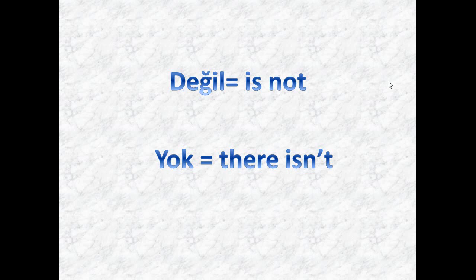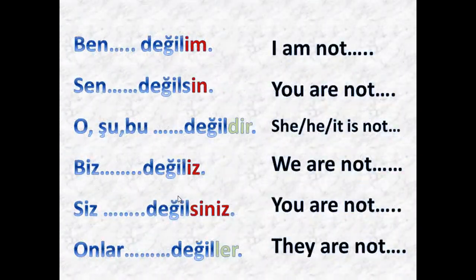Okay, and these are different from each other, but sometimes they can be used instead of each other, but it rarely happens. So for the negative form of the to be verb, we use değil, which means is not. Here we have ben değilim. Ben değilim, which means I am not.